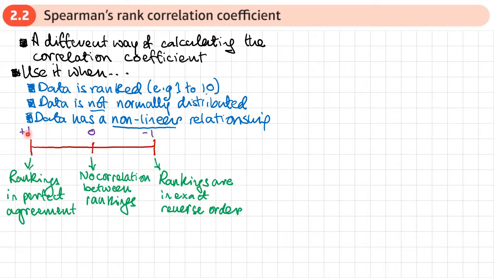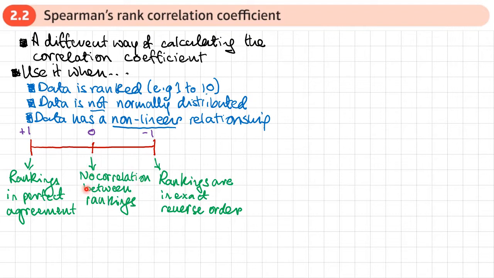Now, just like the PMCC, the value of Spearman's rank can be anywhere between 1 and -1. And the way we interpret it is that if we get a value of 1, it means that there's perfect agreement between the rankings. So let's say we've got two judges and they read, let's say, 10 books each, and they both agree exactly on which one they like the best and which one they like second and third and so on, up to the 10th one, then we'd get a Spearman's rank of 1.